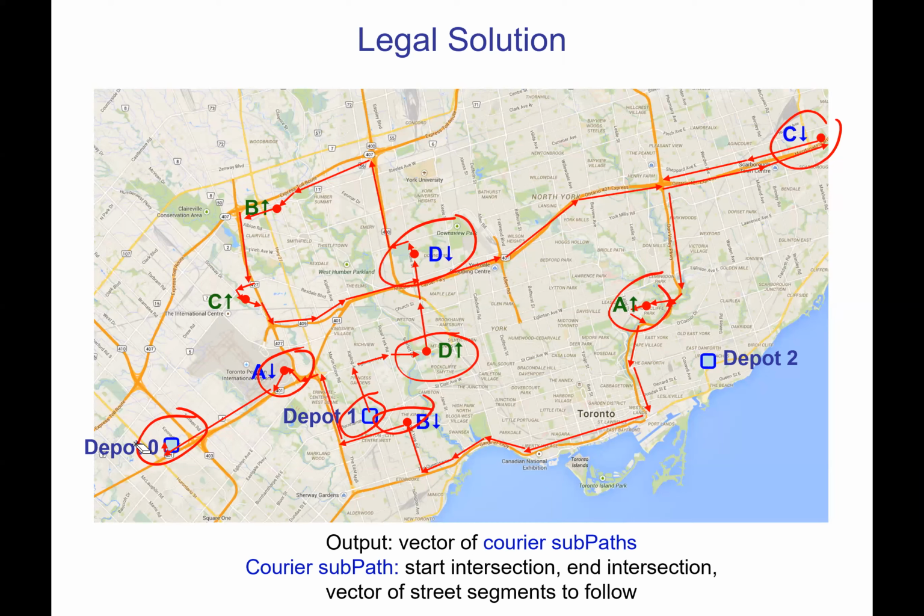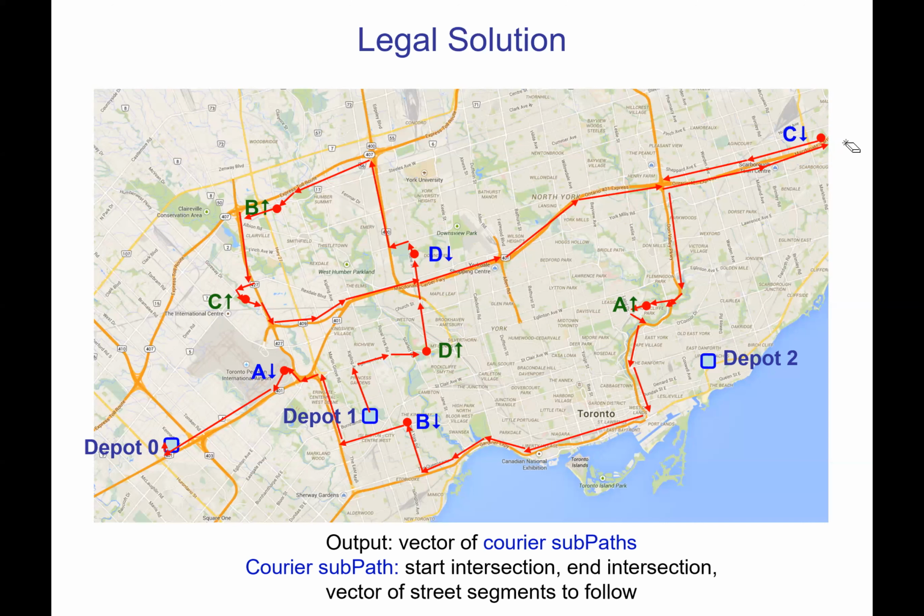Okay, so the output of your algorithm, I'm about to release the milestones. I haven't released the code yet, but it'll come out in the next day or so, is going to be essentially a vector of paths, okay, what we call subpaths. So a subpath is basically what your milestone 3 algorithm gives you. Subpath is you go from a start intersection to an end intersection. What are all the street segments? This is a more complicated delivery route.